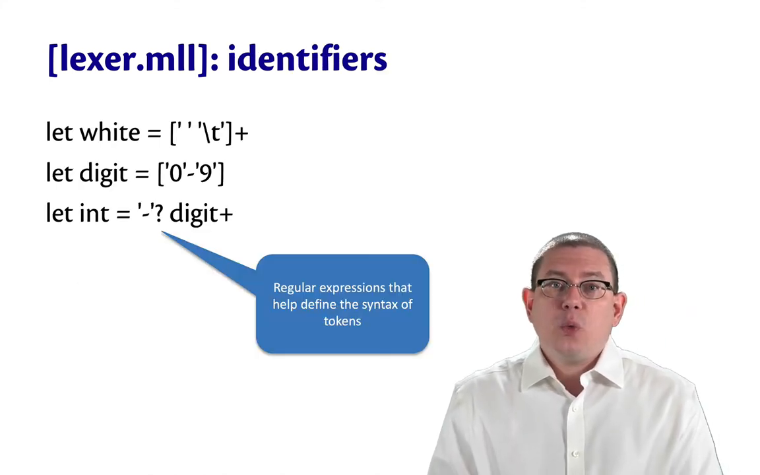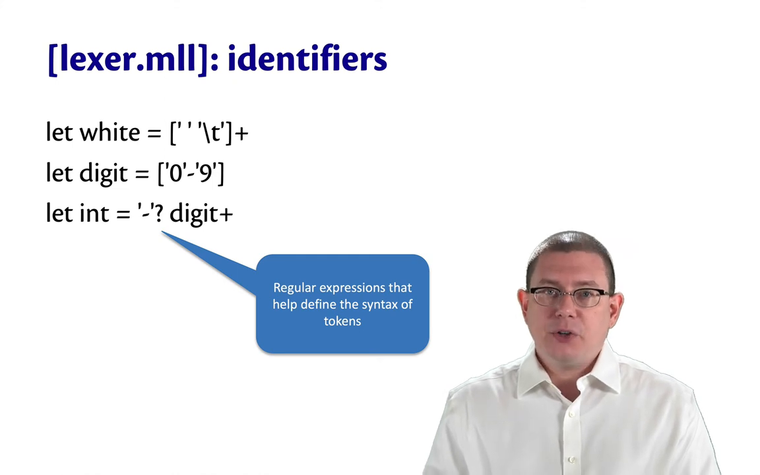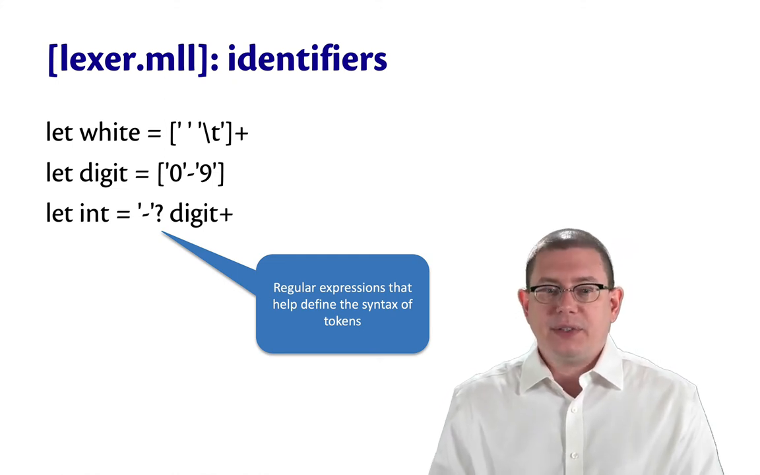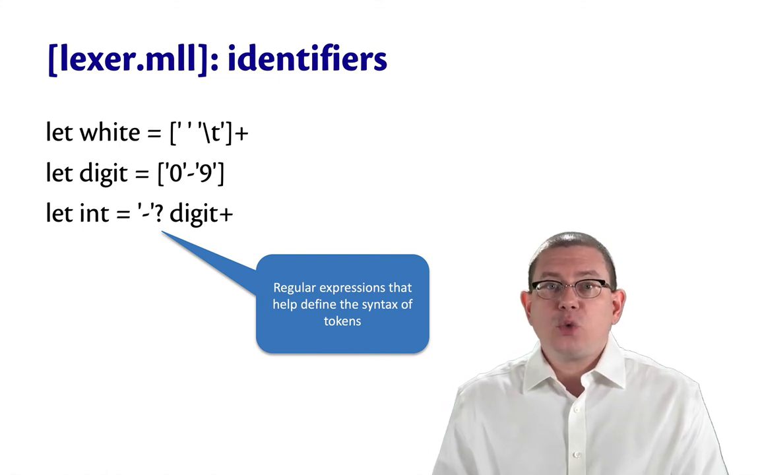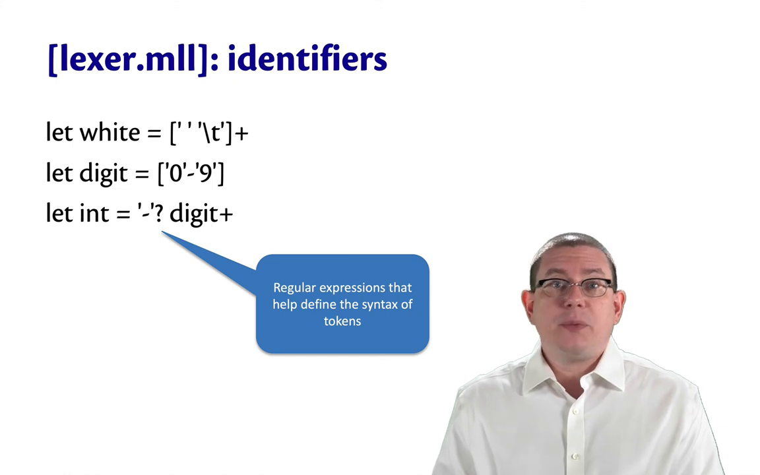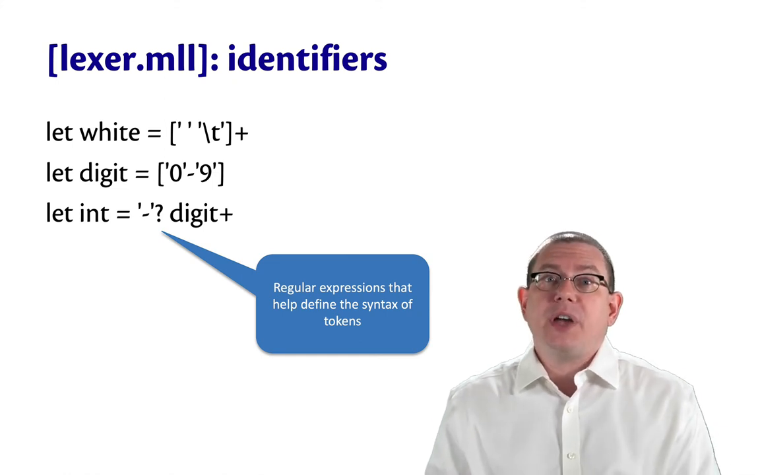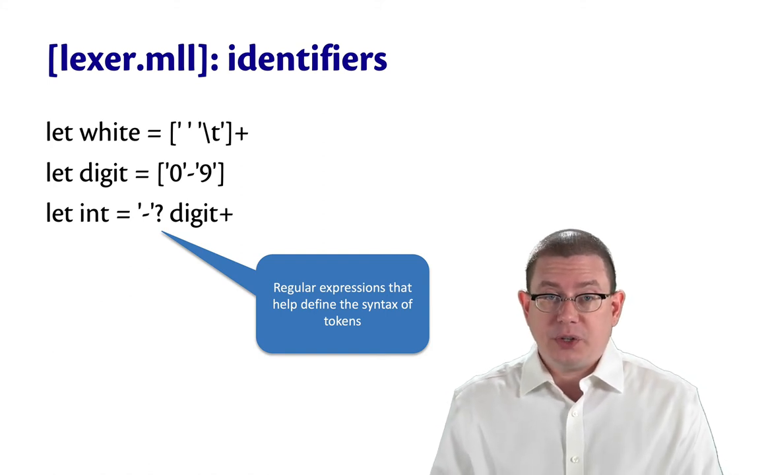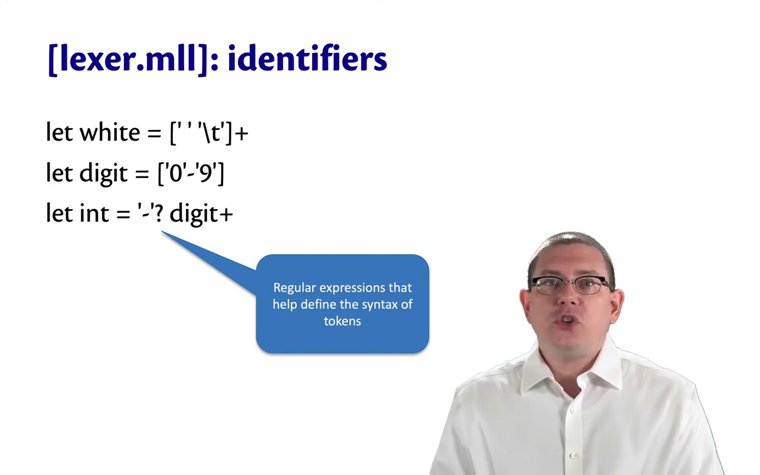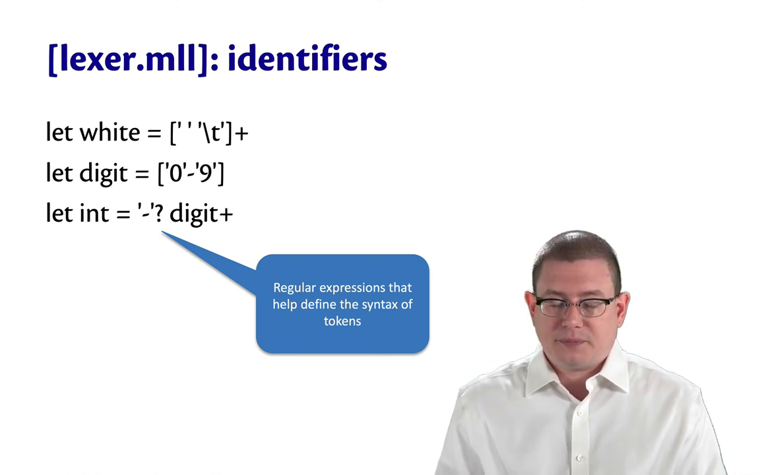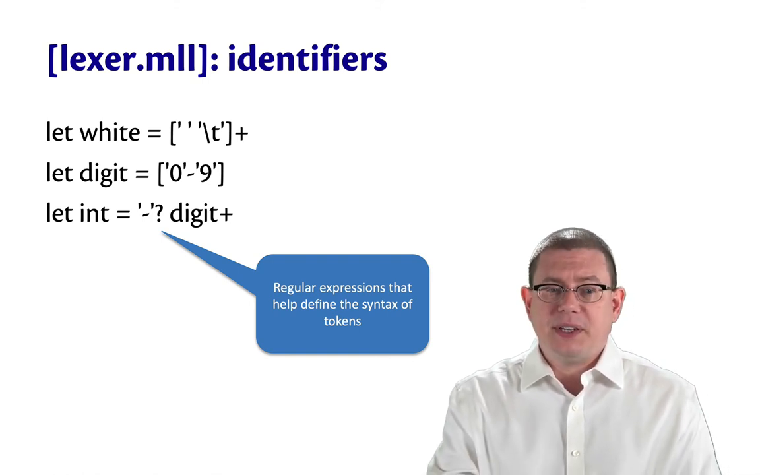In the lexer, we wrote some identifiers for classes of tokens: whitespace, digits, and ints. I actually used regular expressions to do this. So a regular expression is something you might have already encountered in computer science. If not, you will see it in 2800 eventually. Regular expressions are super useful and something that all of you should definitely learn at some point. Here I'm using them to help define the syntax of tokens.